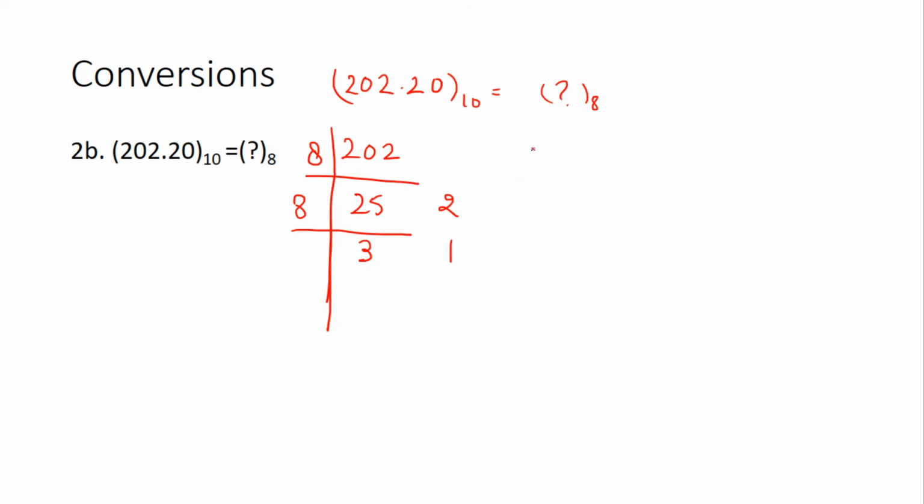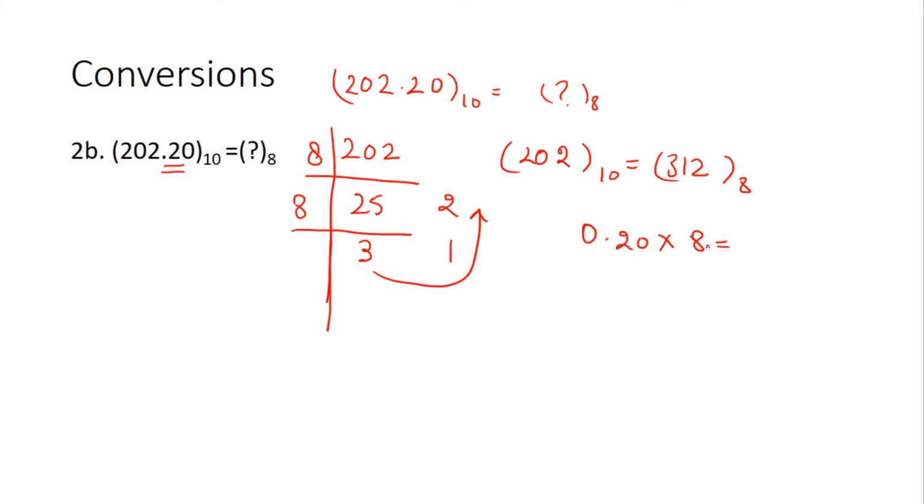So 202 in decimal is 312 in octal. For the remaining part after the decimal, we are going to multiply repeatedly by 8. So it is going to be 1.6. We are going to use this one, and 0.6 into 8 is 4.8. We're going to use 4.